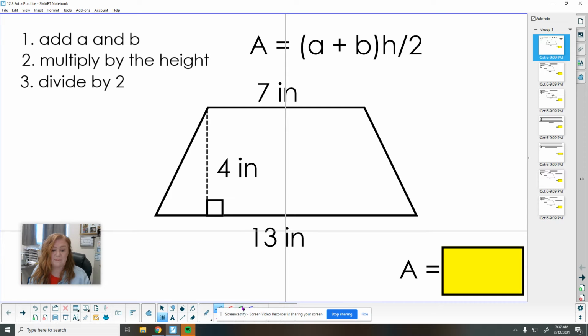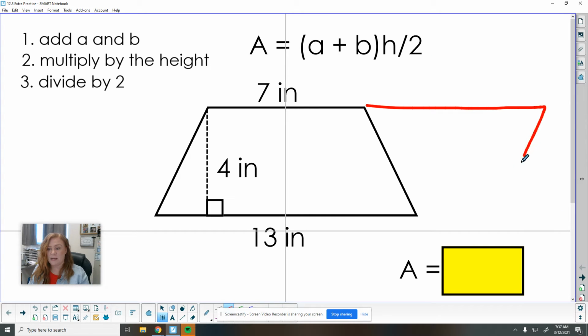So if you remember, we add base A and base B, or it might be called base 1 and base 2, so A and B. Together, those give us the entire parallelogram. So it's taking another one of these and putting it over here, kind of this way. So we need to know this whole parallelogram, and this side is 7. So we start and we add A and B.